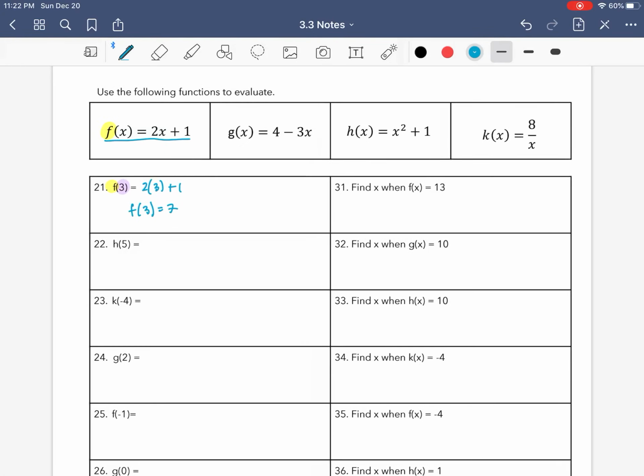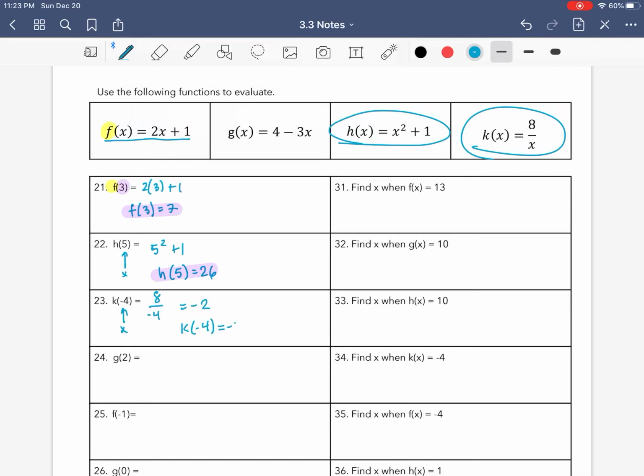Okay, h of 5 means to look at the function h, which is over here. h of x equals x squared plus 1. So h of 5 means to input 5 in place of x. So we're going to have 5 squared plus 1, which is 26. So h of 5 equals 26. That's what our answer should look like. Bam. Over here, we need to be really careful. Make sure when you do k of -4 that you use your k of x. So the -4 is x. We're going to have 8 divided by -4, which is -2. So k of -4 equals -2. And that's how that first column is going to go the whole time.